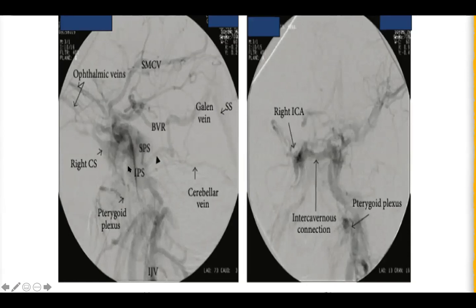Seeing this, we can say the patient is symptomatic with a congested eye, ptosis can be there, and if there is cortical venous drainage, the patient can have a bleed and can present with seizure. This is the AP view where we can see the pterygoid plexus and the intercavernous connection, and the right ICA is shown.